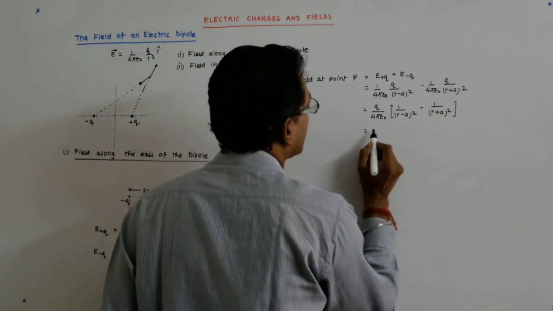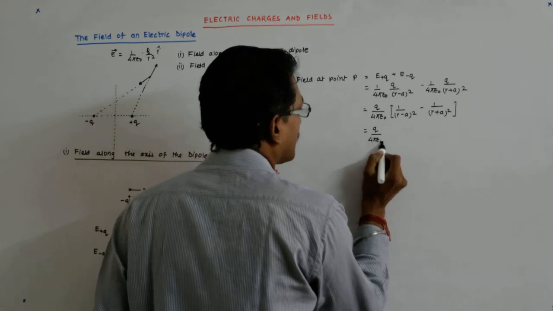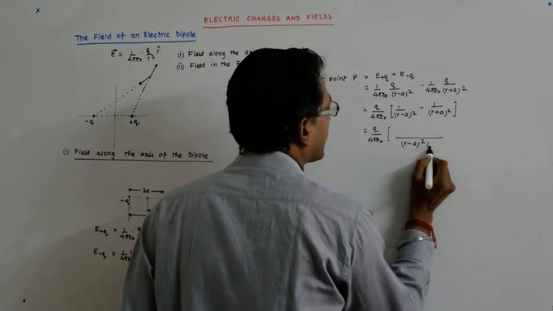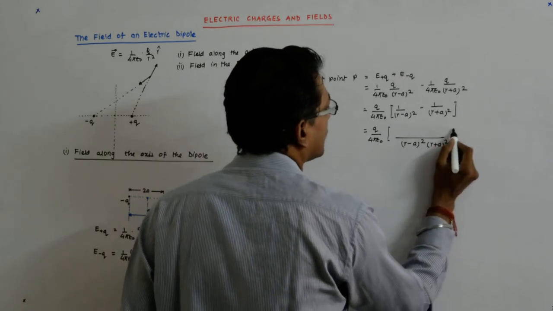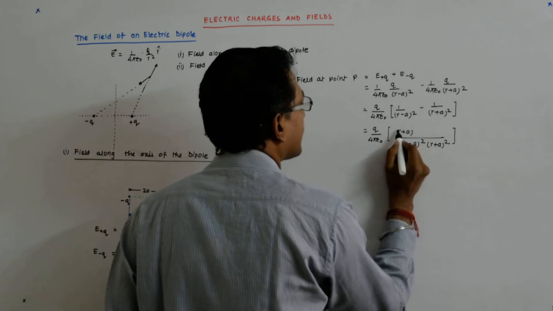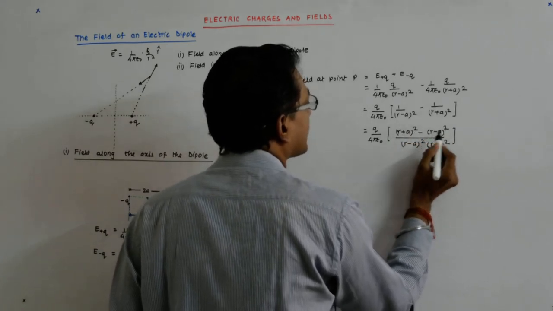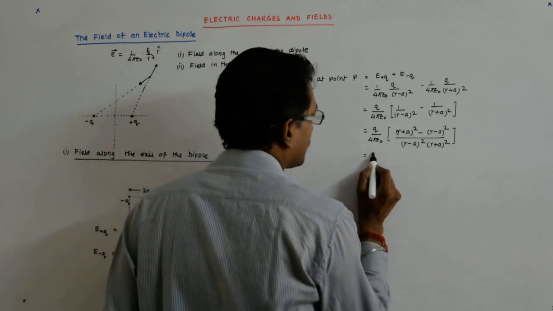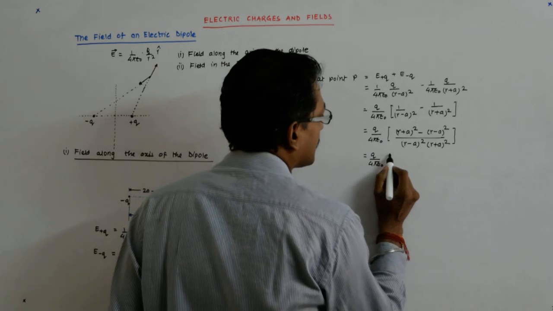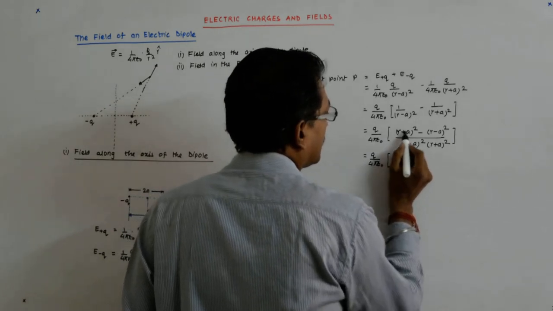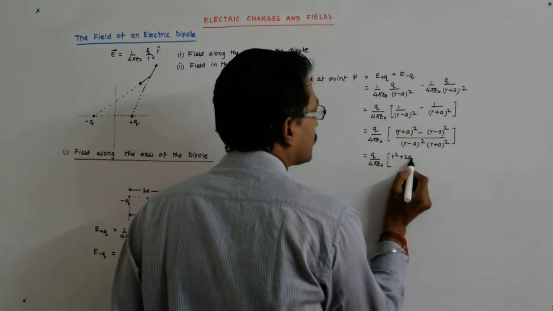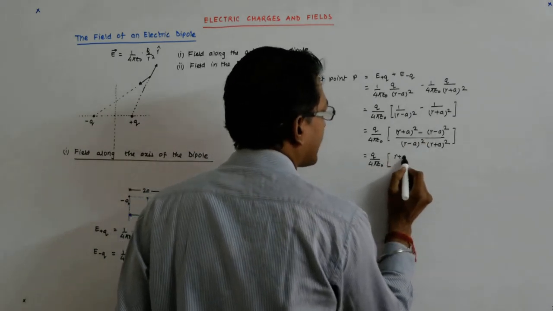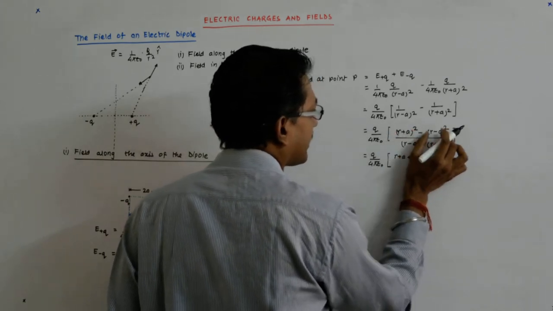Now that is equal to Q upon 4 pi epsilon naught. I take the LCM to be R minus A whole square into R plus A whole square. This term goes there, R plus A whole square minus R minus A whole square. Okay. Now what is that? This is equal to Q upon 4 pi epsilon naught, what is this, R square plus 2AR plus A square, or why should I do that? This is A square minus B square, so it is A plus B. R plus A is A, R minus A.